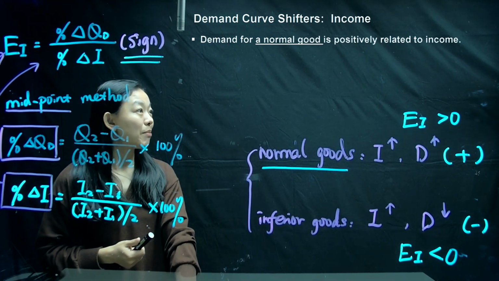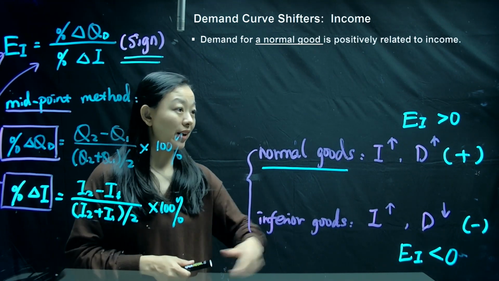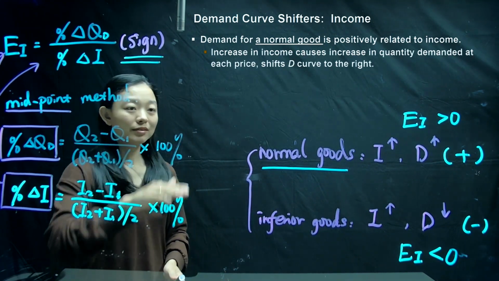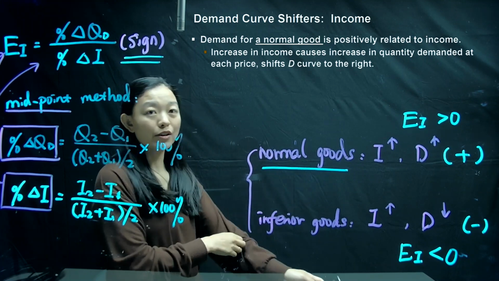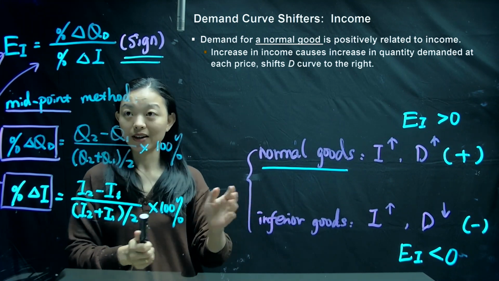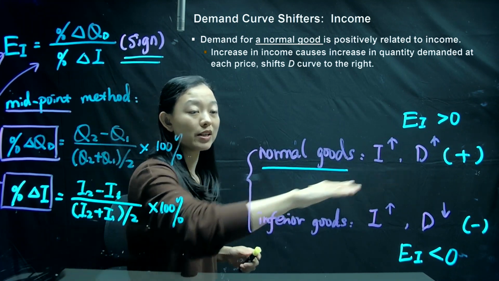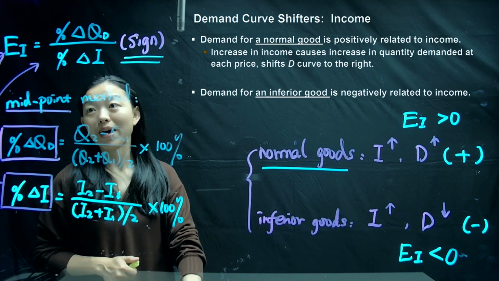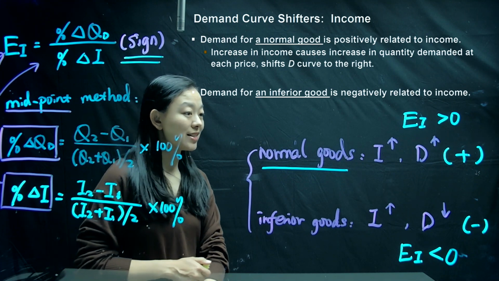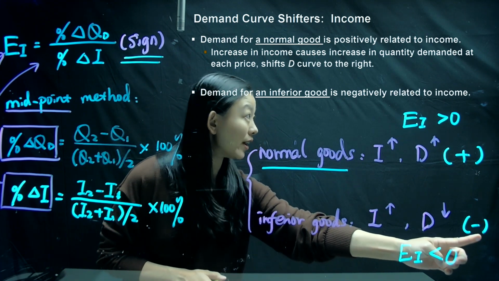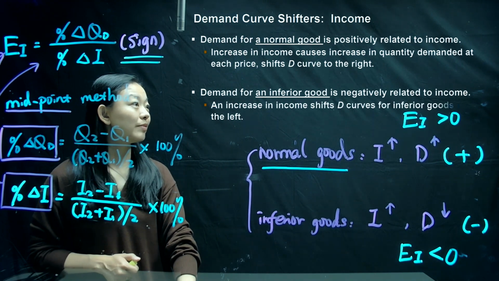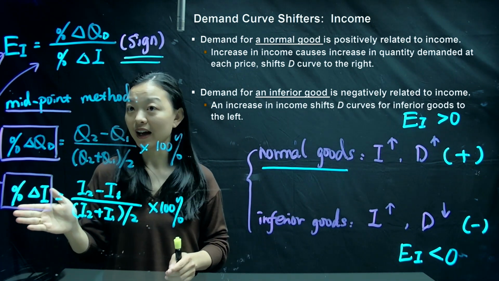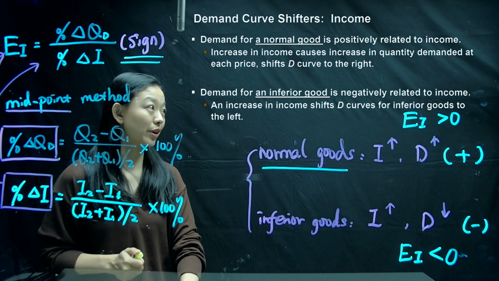So this is what we say: demand for normal goods is positively related to income. Therefore, an increase in income will shift the demand curve to the right-hand side, and then increase the demand for normal goods. However, the demand for inferior goods is negatively related to income, and an increase in income will shift the demand curve to the left-hand side, reducing the demand for inferior goods.